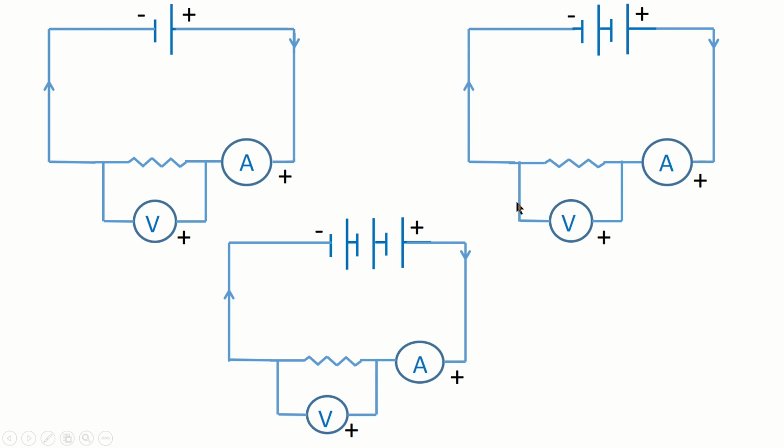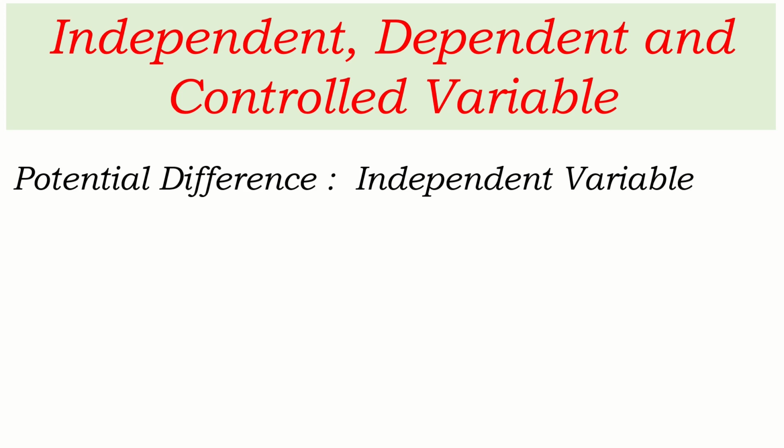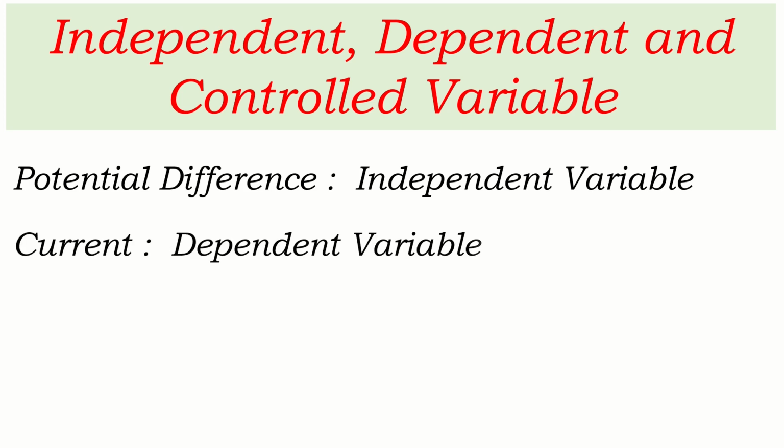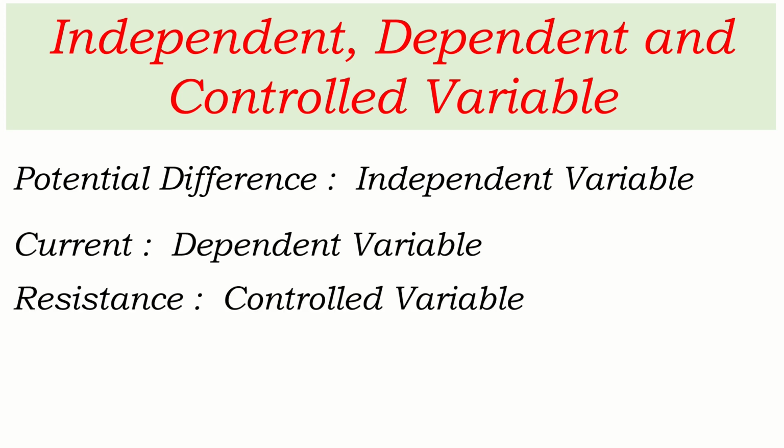That's why there is a third variable also, which is called the control variable. It is the resistance of the resistor. We can conclude this way: potential difference is the independent variable, current is the dependent variable, and resistance is the controlled variable. Okay, after this we are now able to define independent, dependent, and control variable.